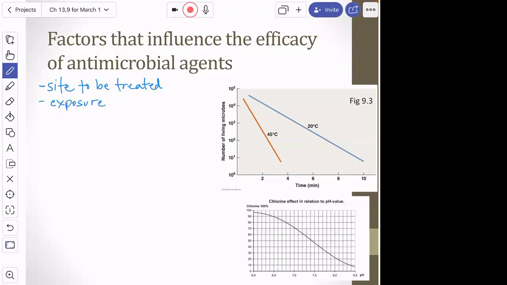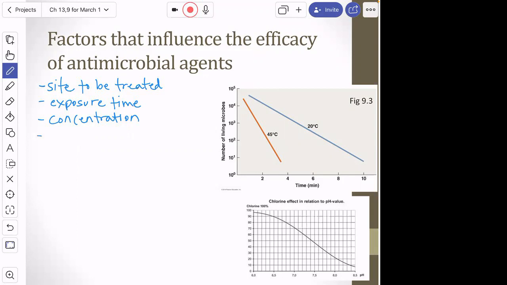Most antimicrobial methods need at least some exposure time. Even chemicals, like cleaners you buy at the store, if you read the fine print, it says spray it on, leave it on for 30 seconds, and then wipe it off. They need at least a little bit of exposure time. How feasible is that? What concentration of the chemical do you need to use? Usually, if something's more concentrated, it works better, but there are some exceptions to that. The more dilute it is, the cheaper it is. That's always a nice thing.